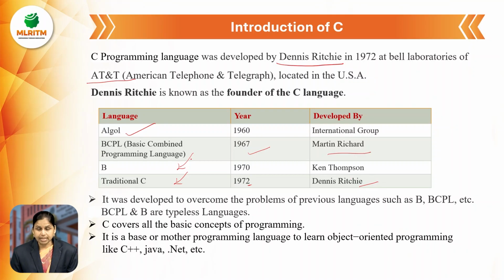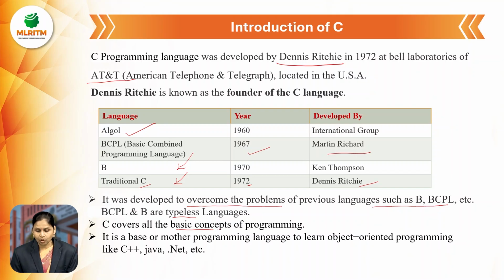Now when we observe this history of C programming, the Algol, BCPL and B languages contain some drawbacks. These languages do not support all programming concepts. But when we observe the C language, it is complete. It supports all programming language concepts. The C language was developed to overcome the problems of previous languages like B and BCPL. B and BCPL are typeless languages. But in the C language, we use different data types to perform different types of operations in programming.